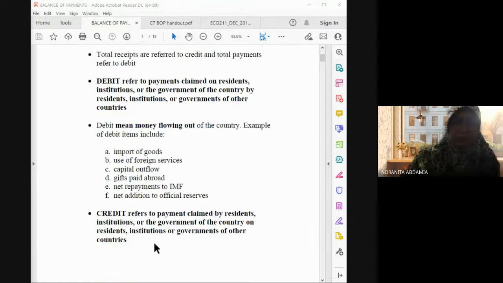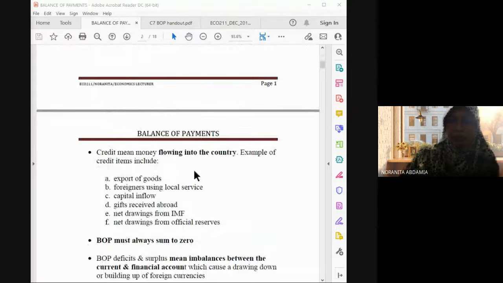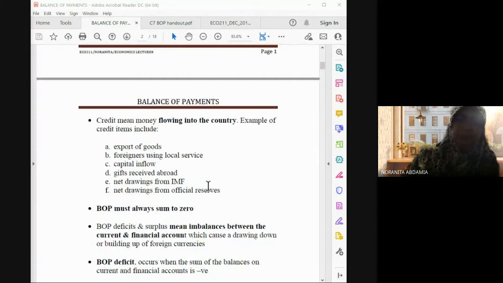Okay, so contra to the credit: if the debit is money flowing out, the credit means a payment which is money flowing into the country lah. As simple as that. So these are the items that represent the credit. Example, export: kita jual barang, kan? So we export our goods to other countries. Kita jual barang kita, dapat duit masuk dalam negara. Alright, so foreigners using local services, capital inflow, gifts received from abroad, net drawings from IMF, and net drawings from the official reserve. These are the items that represent the credit.